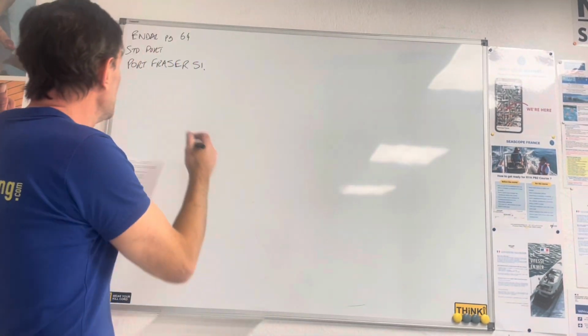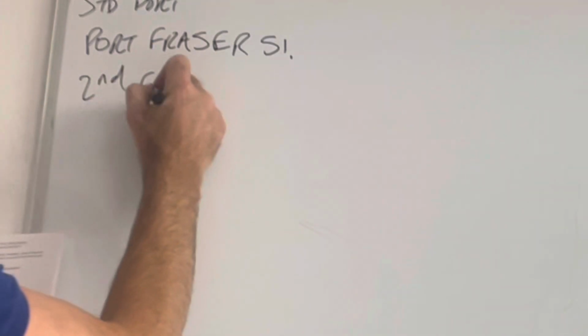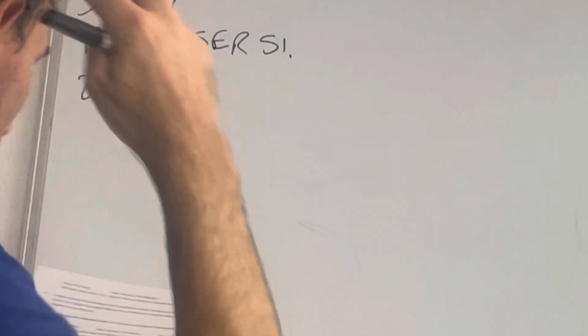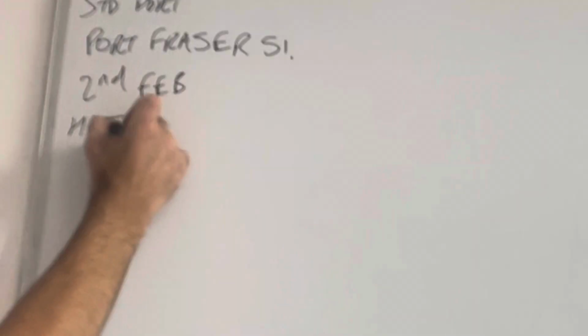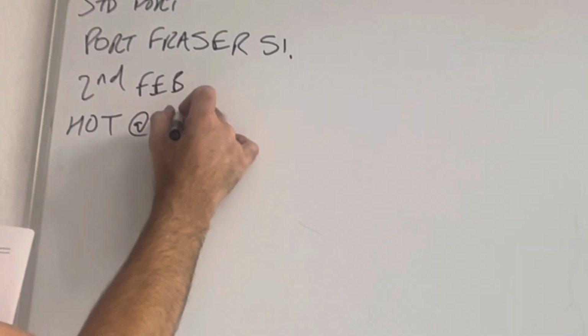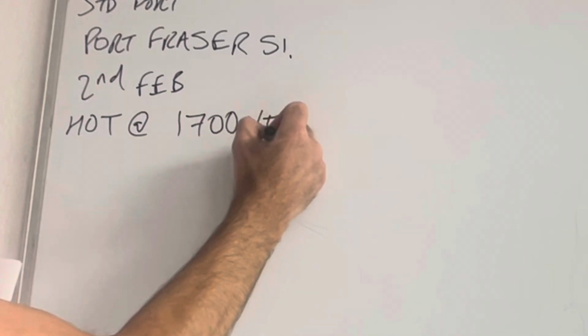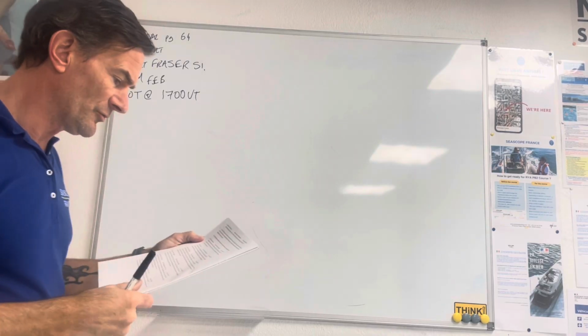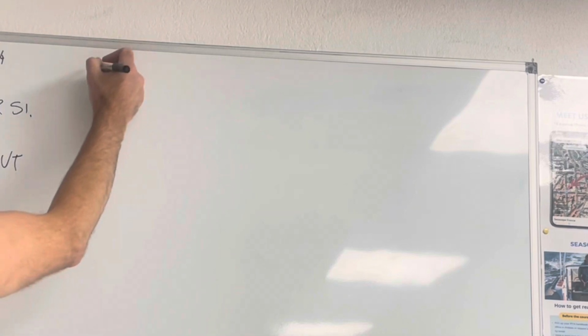So what we need is a lovely logical method for this, and we'll make a few notes of what we're looking at. We're given the date as the 2nd of February. And the question is asking us what is the height of tide in the secondary port at 1700 UT. Now, just ignore the 1700 UT. We'll see that a bit later on. First thing we need to look at then is our standard port, Port Fraser.